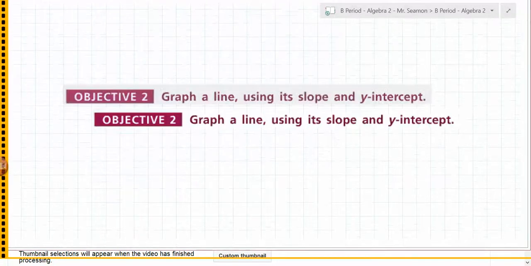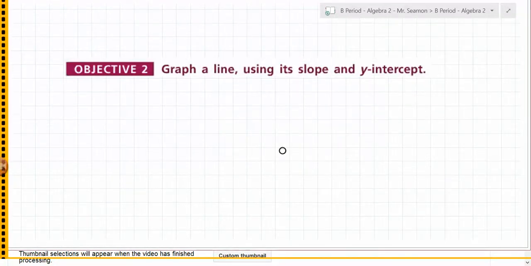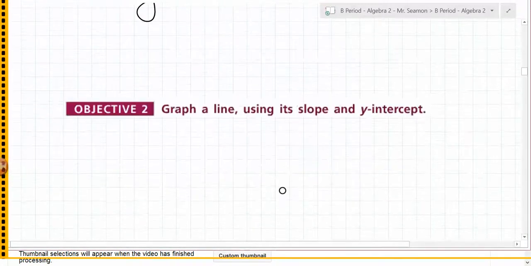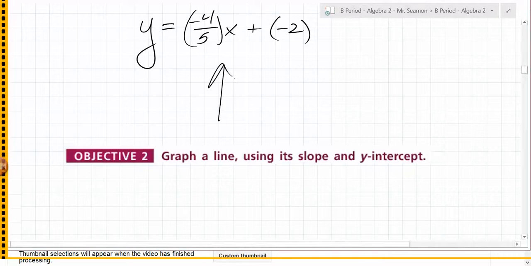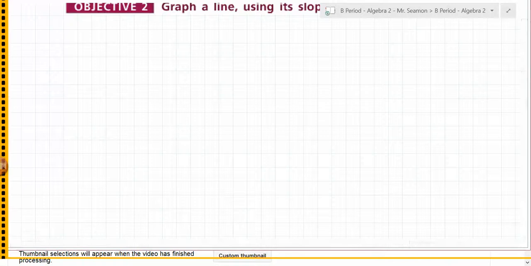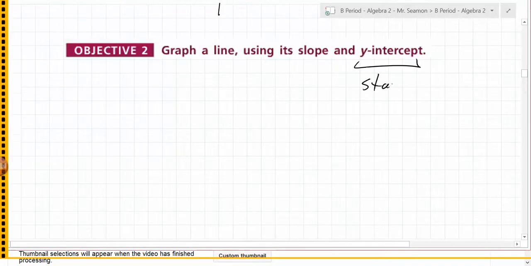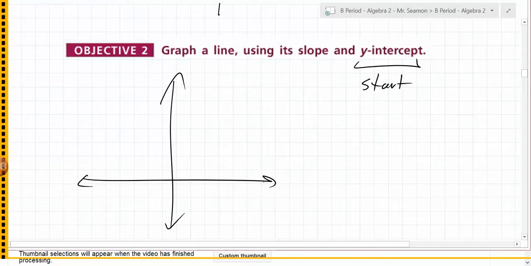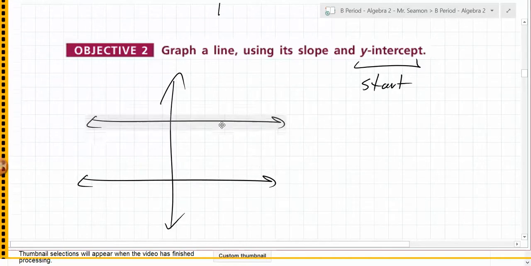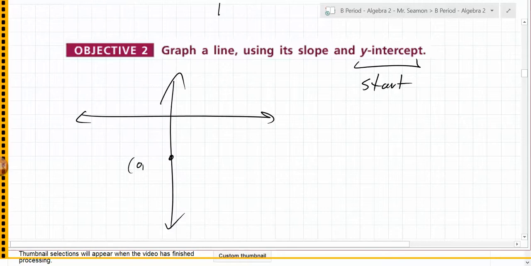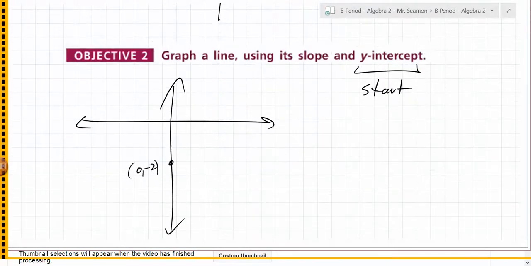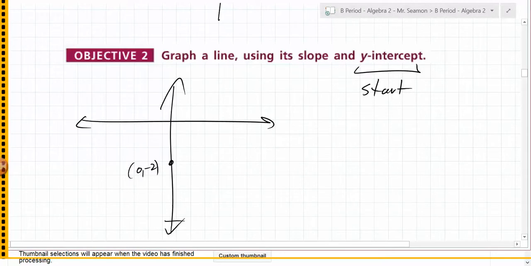If we want to graph a line using a slope and y-intercept, where do you start? What point do you start at if you're given the slope and y-intercept? Say this right here. If we wanted to graph this one, what point should we start at? 0, negative 2. So start at the y-intercept, 0, negative 2, right? I'll move this up here. So 0, negative 2 is right there. And what's the slope? Negative. So that means down how much? So if I go down 4, what point am I at if I go down 4?